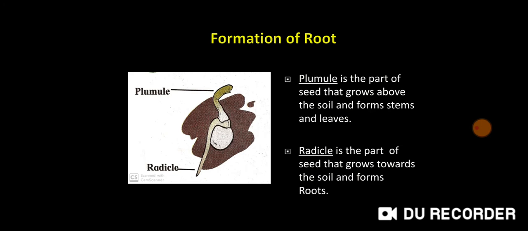Now we see the formation of root. This is the picture of formation of root. In this picture we see plumule and radicle. Plumule is the part of the seed that grows above the soil and forms stem and leaves. And radicle is the part of the seed that grows towards the soil and forms roots.